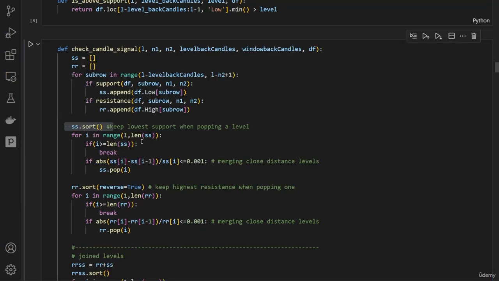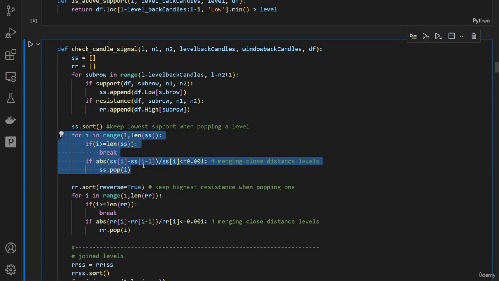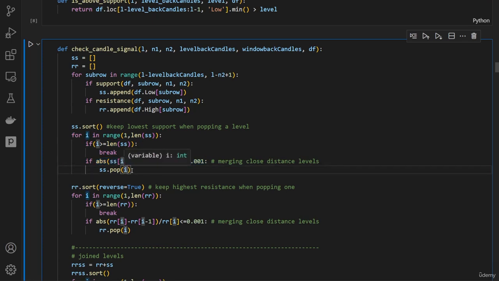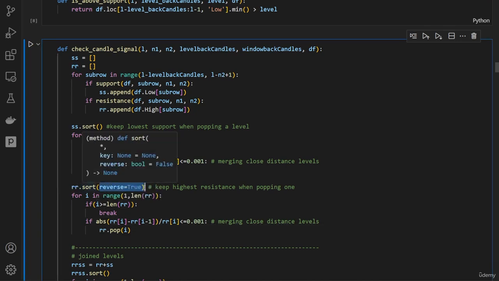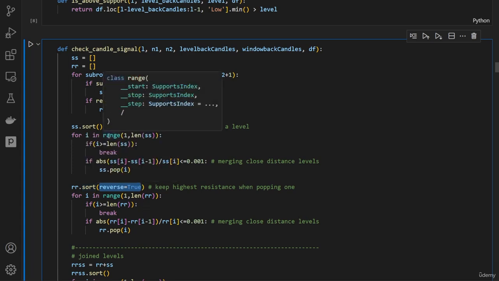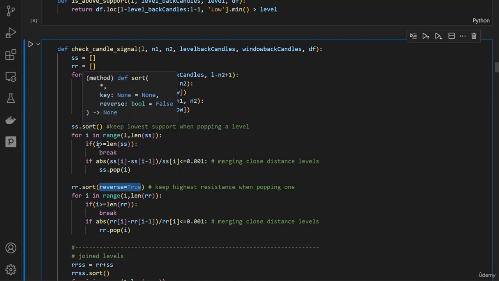Then we sort those lists of support and resistance because we need to merge values that are very close to each other. So in other words, if we have two levels that are very close to each other within a certain percentage, within, let's say, 1 per 1000, we're going to merge these by erasing just one. So this is why we're using the pop function here and keeping the smaller one. Same thing for the resistance level. For the resistance, we're keeping the highest one. This is why we're going backwards using reverse equal true. We're keeping the highest resistance in between two levels, while for the support, we're keeping the lowest support between two close levels.